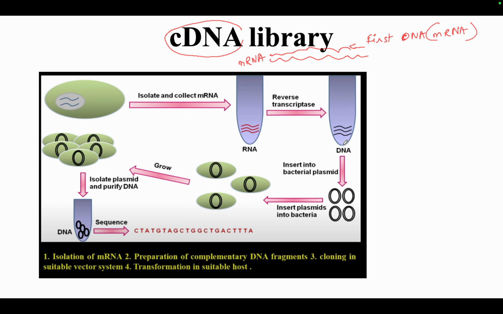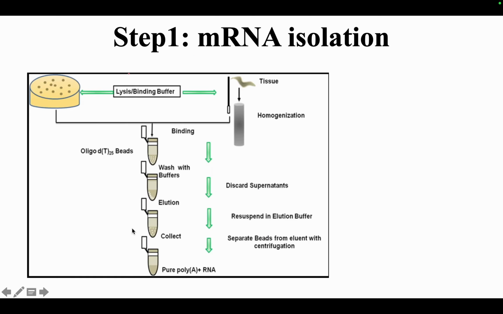Once we have the DNA, we'll amplify that DNA and then insert it into our plasmids. So these are different plasmids. We'll insert it into our plasmids, and then finally we'll transform them into the host cells and grow them. Then we can isolate the different cDNA which we want, and we can do sequencing. The same steps follow in cDNA just as in genomic DNA.